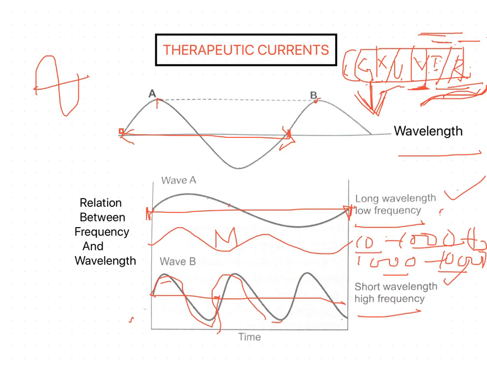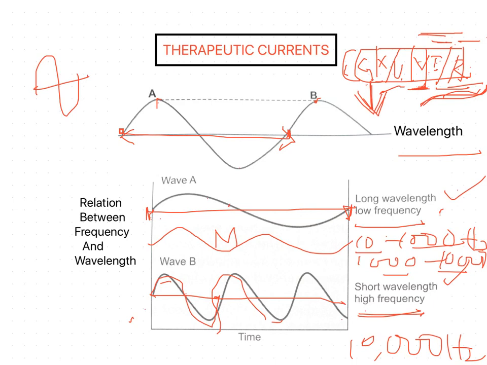And the next one is the high frequency currents. That means the occurrence of these waves is above 10,000 hertz, then this is called high frequency. As the frequency is increasing, what is happening? The wavelengths are decreasing. That means frequency and wavelength are inversely proportional. So if you see low frequency, it has longer wavelengths.